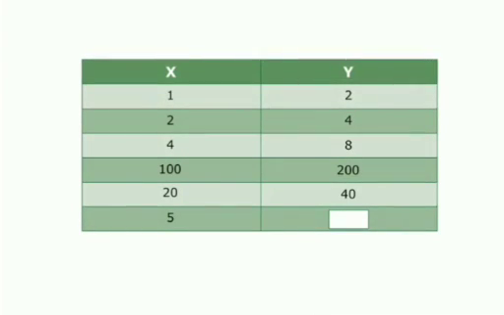Consider this puzzle. Given the values of x and y as 1, 2, 2, 4, 4, 8, 100, 200 and 20, 40, what is the value of y when x is equal to 5? Are you finding it very simple?